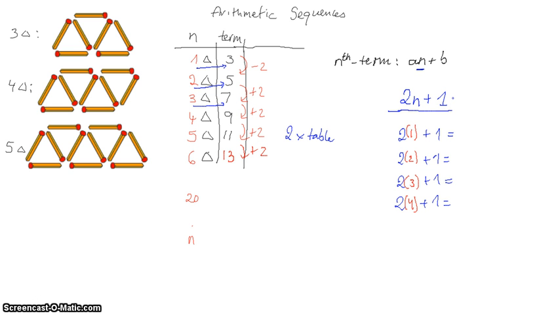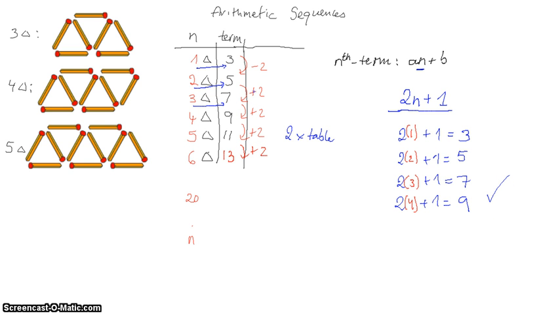I can check if this formula 2n plus 1 is correct by substituting different values for n here in red. Let's check. 2 times 1 plus 1 is 2 times 1, 2 plus 1 is 3. 2 times 2 plus 1 is 5. 2 times 3, 6, plus 1 is 7. 2 times 4, 8, plus 1 is 9. And so by comparing here with the table over here, you can see that this works fine.